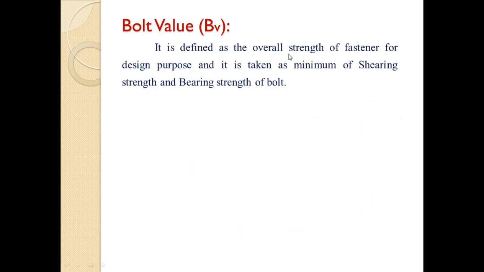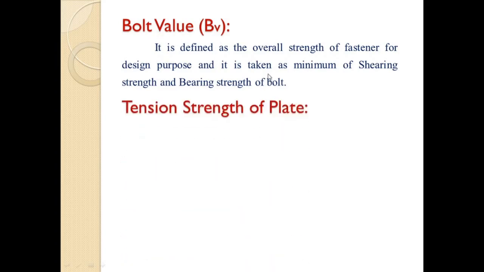It is defined as the overall strength of the fastener for design purposes, and it is taken as the minimum of the shear strength and bearing strength of the bolt. That means the bolt value is equal to the minimum of VDSB, that is shear strength, and VDPB, that is bearing strength. The minimum of VDSB and VDPB we call the bolt value.